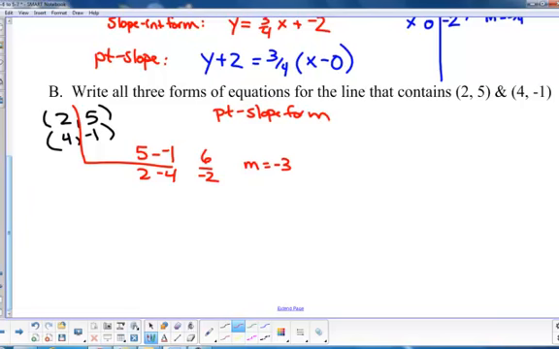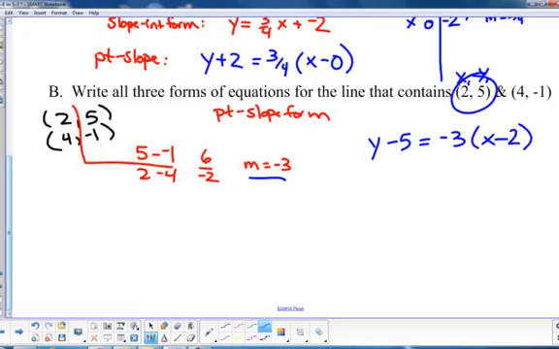So pick your favorite point. It truly doesn't matter which one you pick. I'm going to throw in the first one because there's no negatives to screw up. So y minus 5, that's my y, equals m, which is negative 3, times x minus, this is my x. If you chose the other point, you're going to get the exact same answers for standard form as well as slope-intercept form. So this is point-slope form. That one's done. Now we're going to go to slope-intercept form.